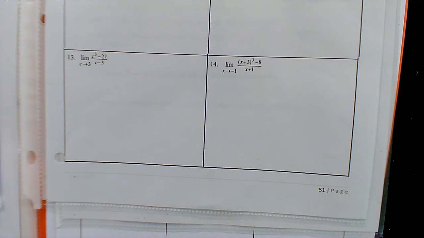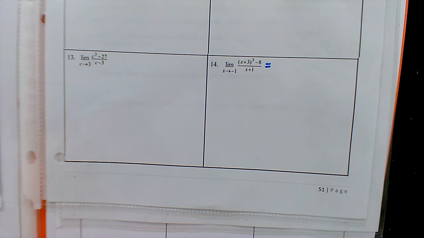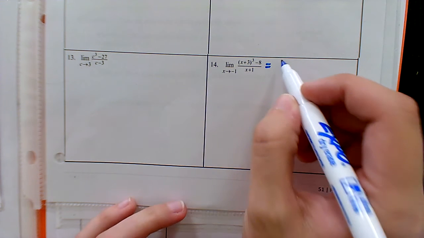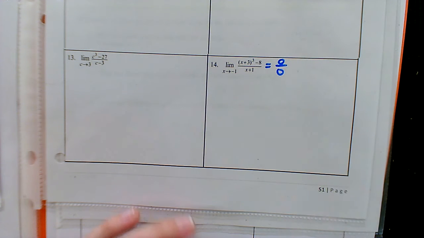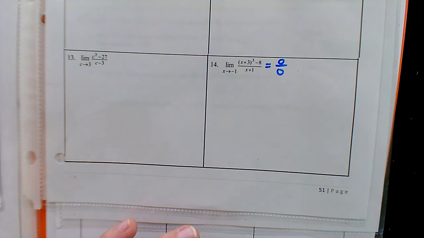We're on page 51. If you plug in -1, what do you got? 0 over 0. Okay, we have some more work to do. So what do you guys feel like doing? Can we factor anything? What do you think, Braden? Can we turn the x plus 3 cubed into a cubic thing?